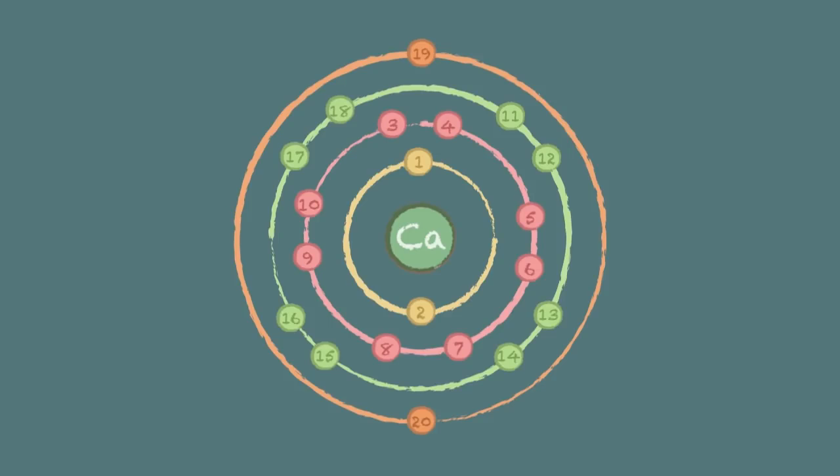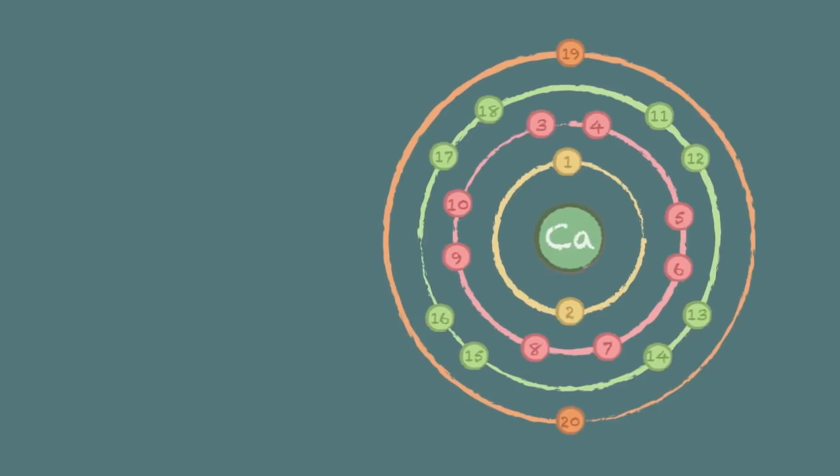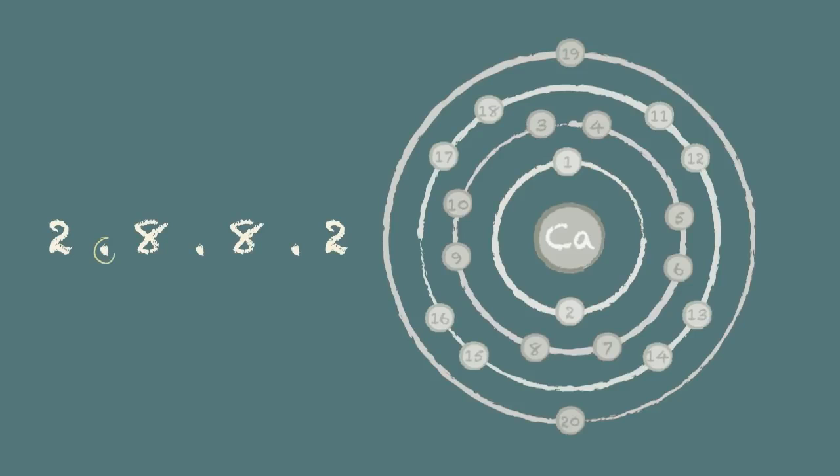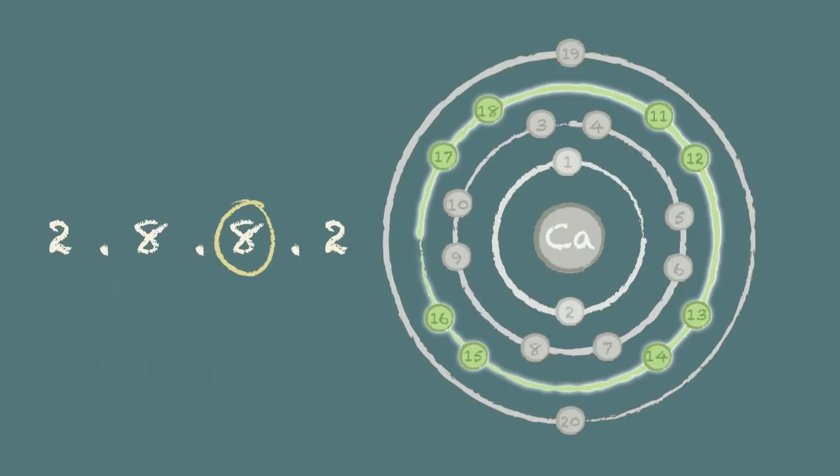And what's more, there's a shorthand way of writing this down. 2.8.8.2. The first number represents the inner shell or lowest energy level. The full stop shows how the electrons are separated between the shells. The second number tells us how many electrons are in the next shell, followed by the third and fourth shells.